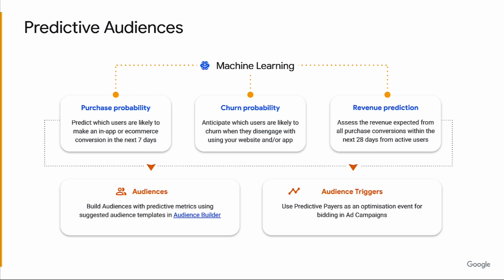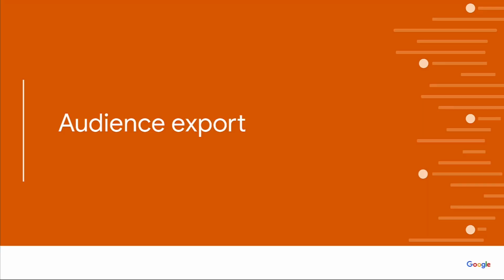You can use predictive metrics in a couple different ways. For example, you can build an audience with these predictive conditions in it and then use that for targeting in an ads campaign. Or you could, on top of that, use an audience trigger to fire conversion events when new users join that predictive audience.